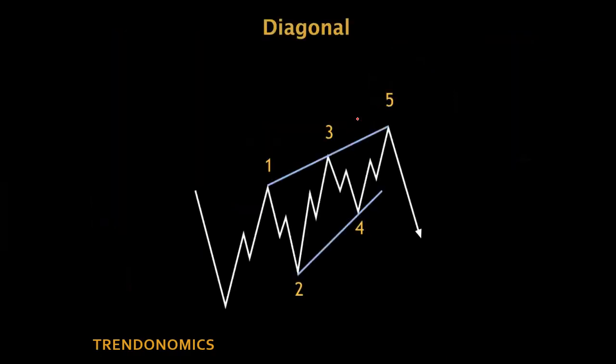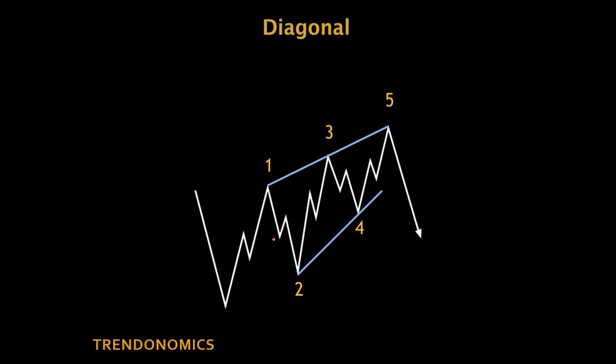Moving on to the next pattern, a diagonal. You would find a diagonal mostly in a fifth wave position. This is also a motive wave or a trending move or a directional move. But unlike the impulse wave, there the structure is 3-3-3-3-3.